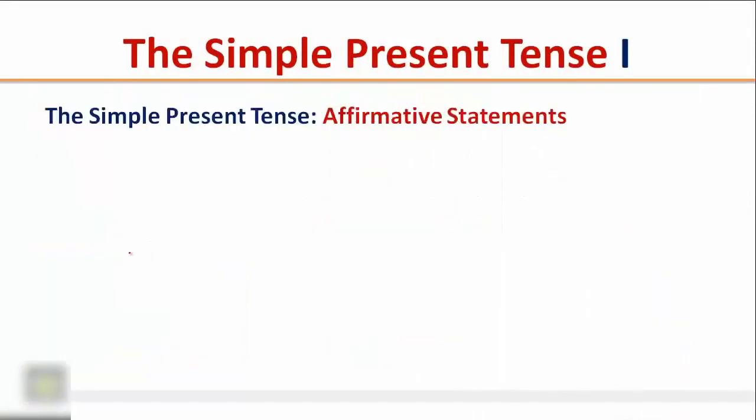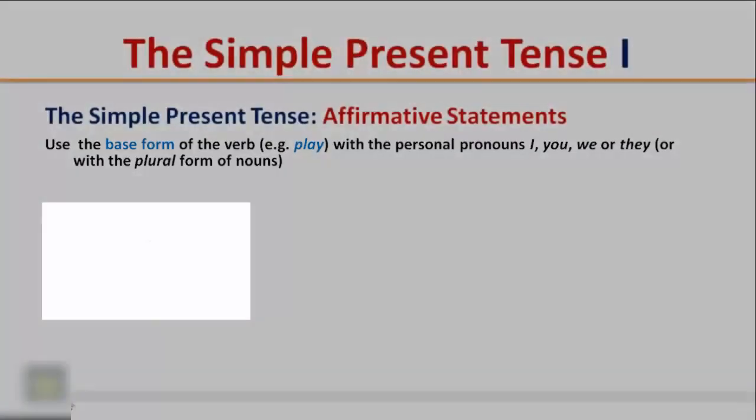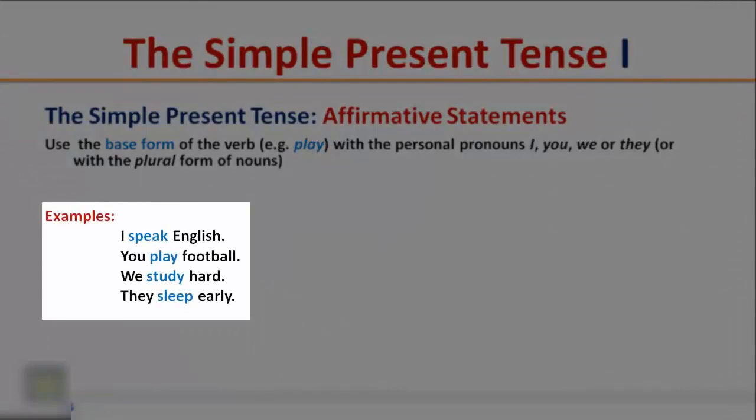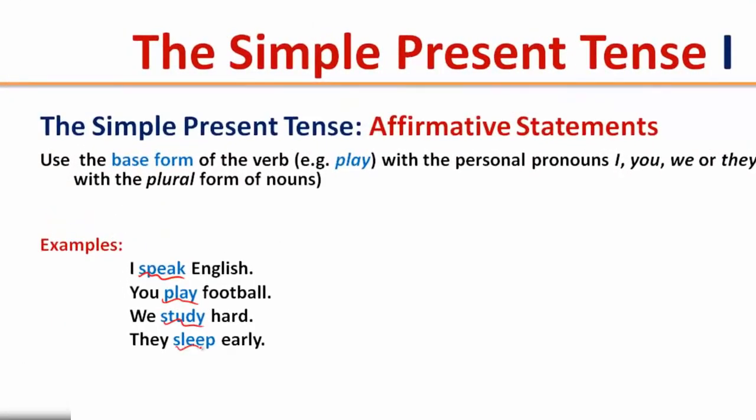The simple present tense, affirmative statements. Use the base form of the verb, for example, play, with the personal pronouns I, you, we, or they, or with the plural form of nouns. Examples: I speak English. You play football. We study hard. They sleep early. Notice here that we use the base form of the verb with the personal pronouns I, you, we, and they.